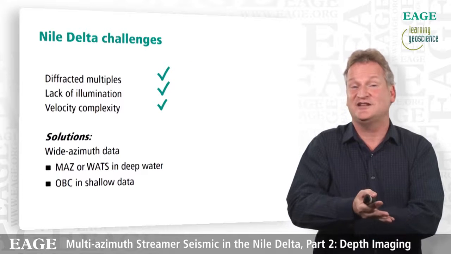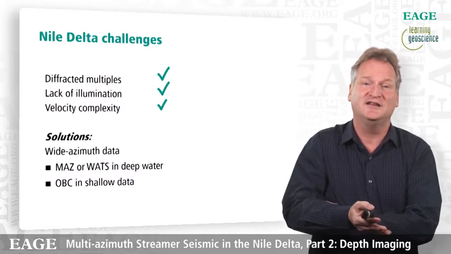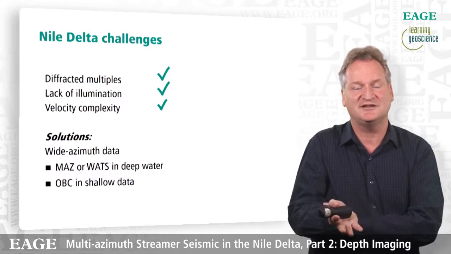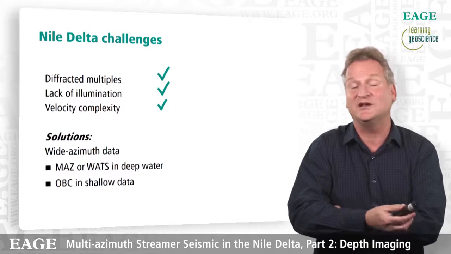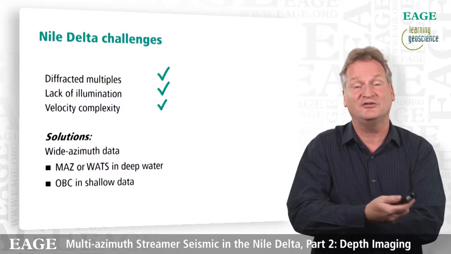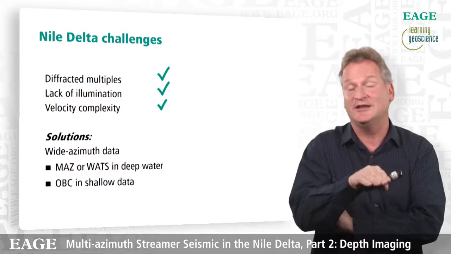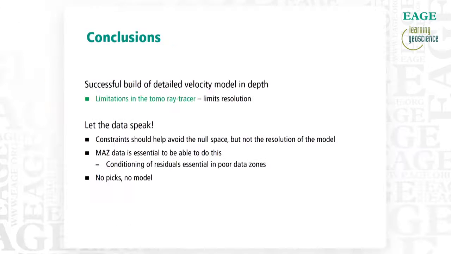So the challenges that we had: diffracted multiples, lack of illumination, and velocity complexity. Diffracted multiples and lack of illumination are really taken care of by the acquisition side. And in this presentation, I've also shown that the velocity complexities we can also deal with using multi-azimuth seismic, by doing multi-azimuth tomography and really driving down the information in that model as much as possible to get those details out. So in conclusion, we've demonstrated that we've successfully built a detailed velocity model in depth.